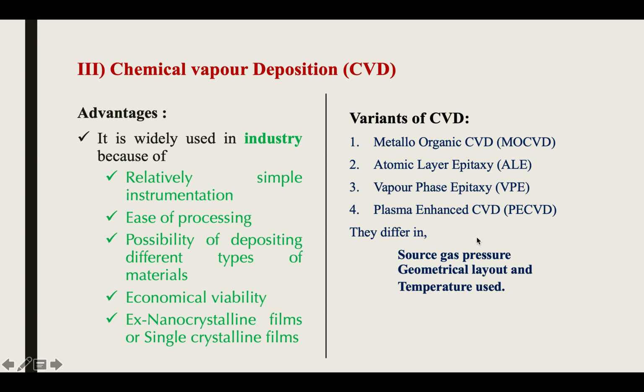They differ in, so these are the four variants, where you can change either the source of the gas pressure, the geometrical layout, or the temperature we are using. So these are three different parameters. With these three parameters, the four variants can be changed, and accordingly you can get nanocrystalline material or films.